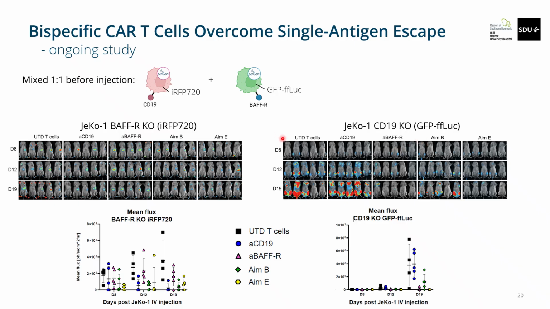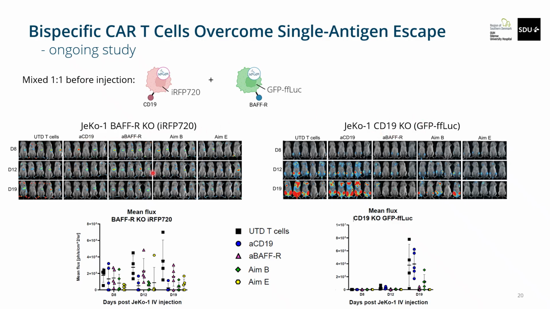The team then went on to build two new Jeko cells, a BAFF-R knockout with a red fluorescence protein, and a CD19 knockout with a green fluorescence luciferase reporter. And these were mixed one-to-one before injection. And so now you basically have the situation where you have antigen escape. And so now we're trying to follow how that looks when we look only in the channel for the BAFF-R knockout, and in the green fluorescence luciferase channel for the CD19 knockout.